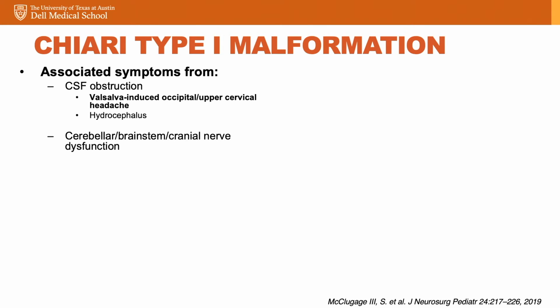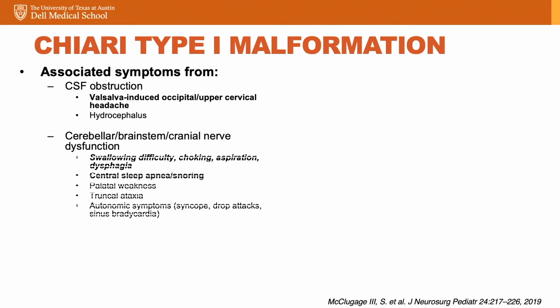Now, symptoms associated with cerebellar, brainstem, or cranial nerve dysfunction have also been reported, and of course, these are the ones that trigger our questions: are you having any swallowing difficulties, coughing, choking, aspiration, or difficulty with snoring at nighttime? Any question of central sleep apnea or obstructive sleep apnea should be looked into with these patients. Less common, but also reported, are autonomic symptoms related to POTS, et cetera, syncope, drop attacks, sinus bradycardia, and tachycardia with postural changes. That's definitely a lot more controversial, but it has been seen particularly in patients with connective tissue disorders.